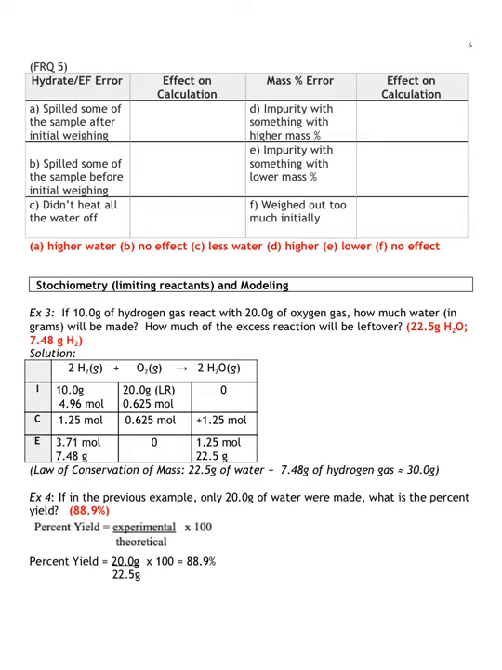Okay. Now we go into stoich. This is where we do stoichiometry with limiting reactants, and we're going to model as well. So we're going to see some particles as we model the microscopic scale modeling of that problem. So let's go ahead and look at example 3. In example 3, it says, if you have 10 grams of hydrogen reacting with 20 grams of oxygen, how much water in grams will be made and how much of the excess reactant will be left over? How much of the excess reactant will be left over is better worded.